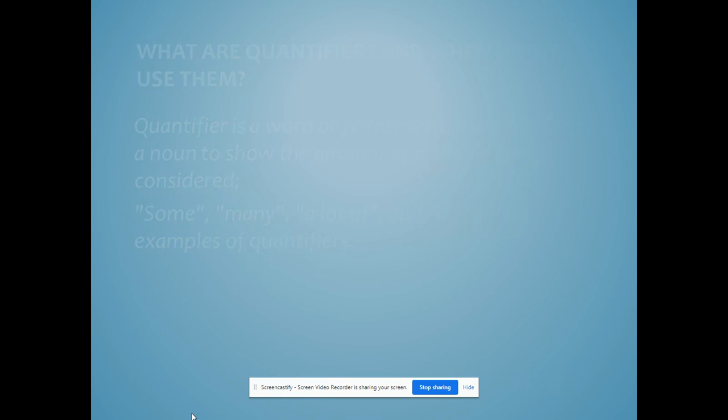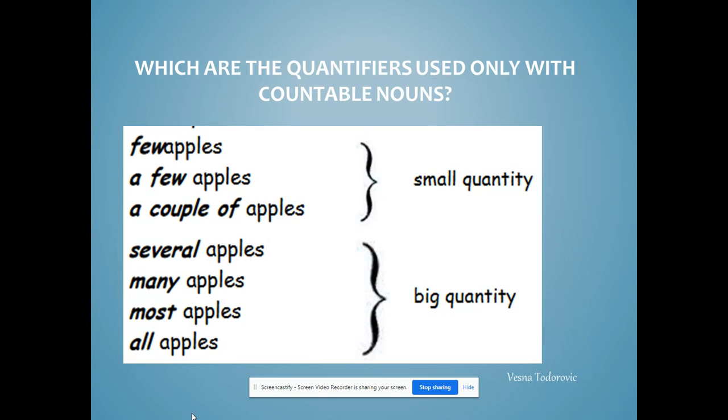Let's see which quantifiers we use only with countable nouns. As you can see, there is the quantifier few, a couple of, several, many, most, and all. And as you can see, apples, as a countable noun, is used in plural. And let's take a look at the difference between few and a few, for example.